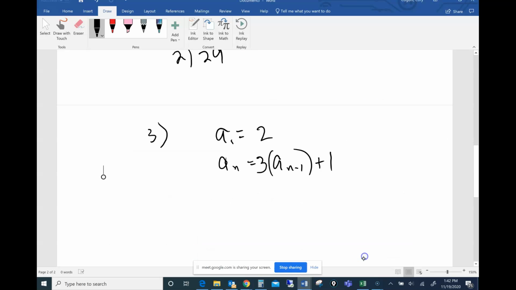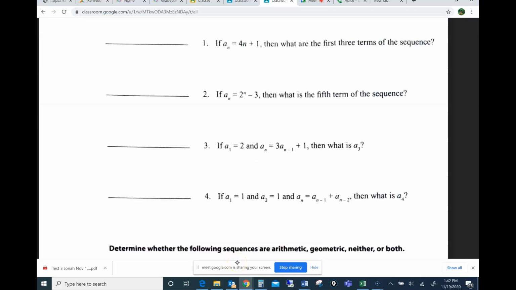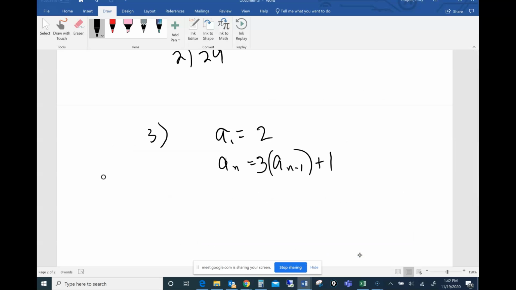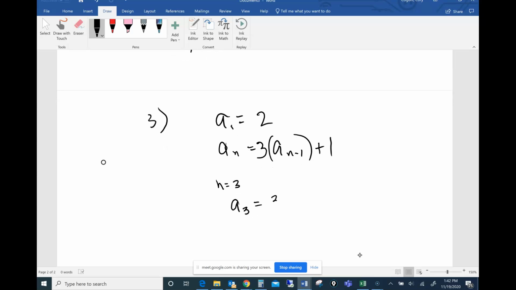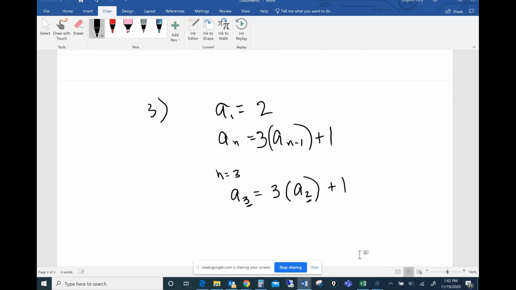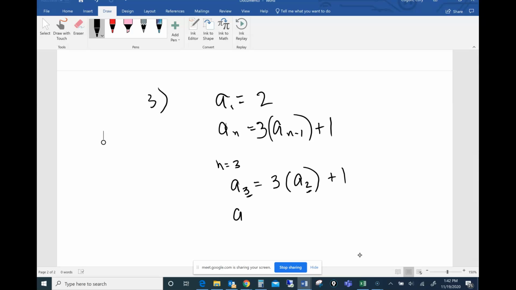Okay, all right, and they want us to find the third term. Sorry, I'm jumping around, but without splitting screens, it's kind of hard to see. So n is going to equal 3. So a sub 3 equals, well, we don't know yet what the second term is. So we have to find the second term before we can find the third term. We have to work backwards before we can answer this one.